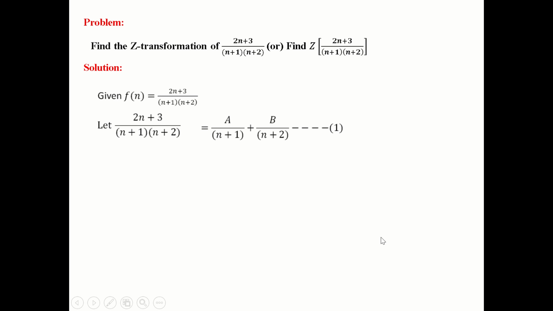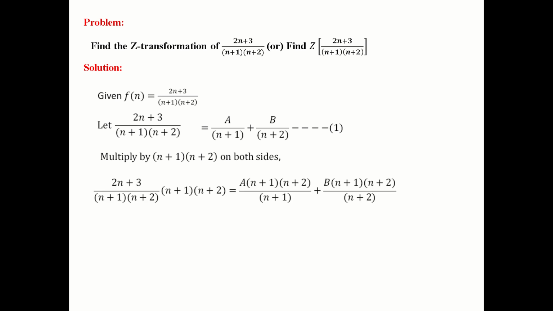Now again we are going to split the fraction (2n + 3) / ((n + 1)(n + 2)) using partial fractions. So let it be A/(n + 1) + B/(n + 2). That is equation number 1. Multiply both sides by (n + 1)(n + 2). So you will get 2n + 3 on the left hand side, which is equal to A(n + 2) + B(n + 1).